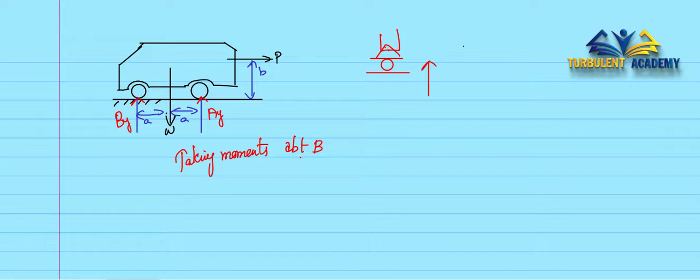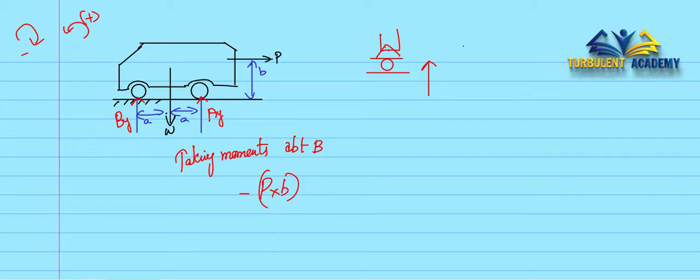Now if you could see and take moments about point B, it would be like first P. As I've said already, we take clockwise to be negative and anti-clockwise to be positive. Now P is clockwise, and P into the perpendicular distance to B is in the clockwise direction, which is rotating in this direction. So minus P into B, since it is in the clockwise direction.